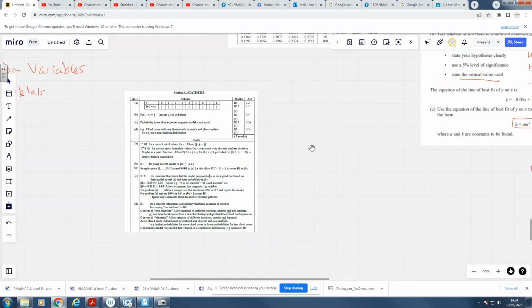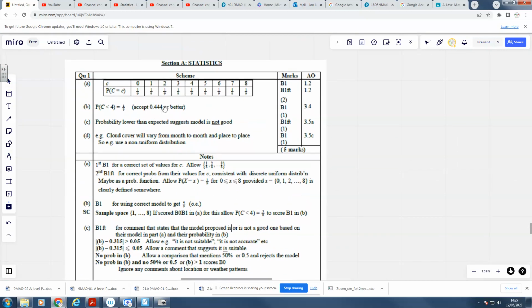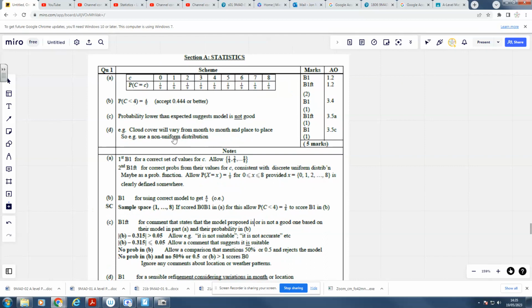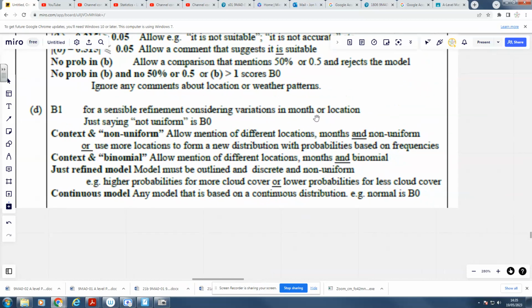Okay, and hopefully it'll get me the mark. Let's have a look, because I always copy these down. This is a good thing to do, I think, on these wordy questions. So these are fine, obviously. Probability lower than expected, so the model is not good. Yeah, exactly. And then cloud cover will vary from month to month and place to place, so use a non-uniform distribution. Using a non-uniform distribution is good, because that is a refinement, but this isn't really a refinement. Let's have a look what it says in the notes. Sensible refinement considering variations in month or location. Just saying not uniform is B0.